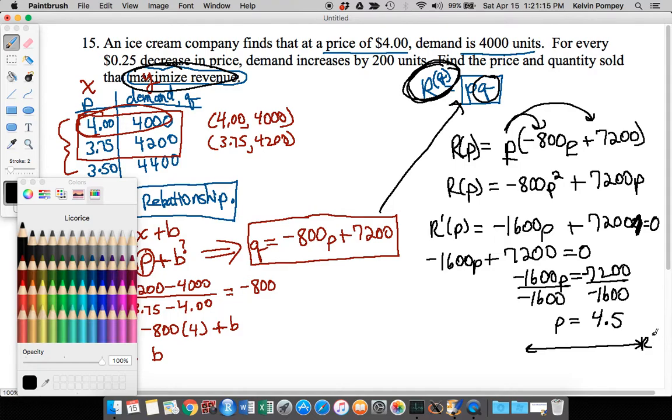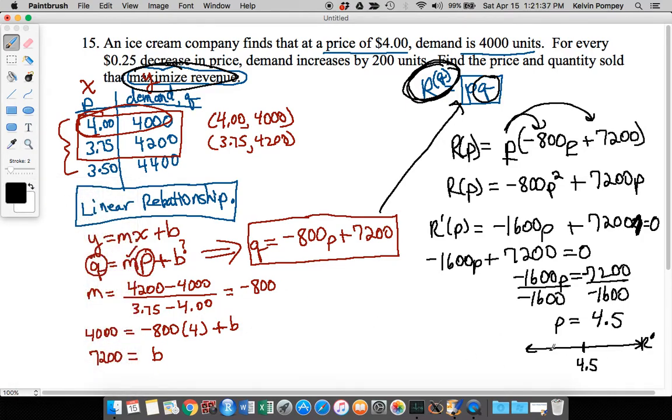Now what I can do is I can do an R prime line, plug in 4.5, and see if I get a maximum. All right, meaning my derivative is going to change from positive on the left-hand side to negative on the right-hand side. So I'm going to do that. I'm going to try a number like 0. Actually, our price won't be $0. I'm going to try a number like 1. If I plug in 1 here for P in my derivative function, I'm going to get a positive value. That means my function is increasing. And I plug in a number like, let's say 10. Well, that's going to be negative 16,000. That's definitely going to be negative. And so I'm definitely going to have a maximum.